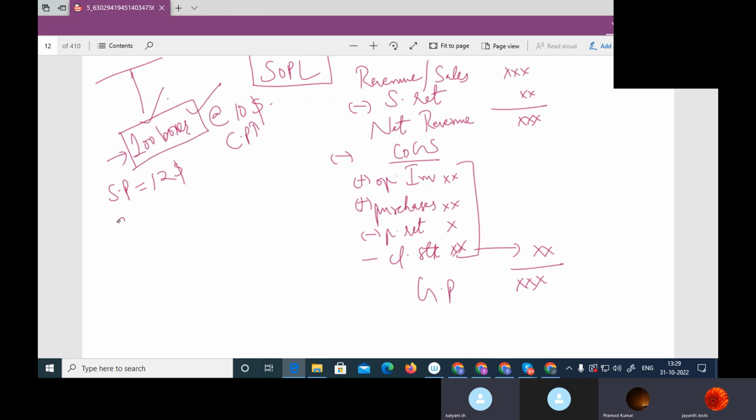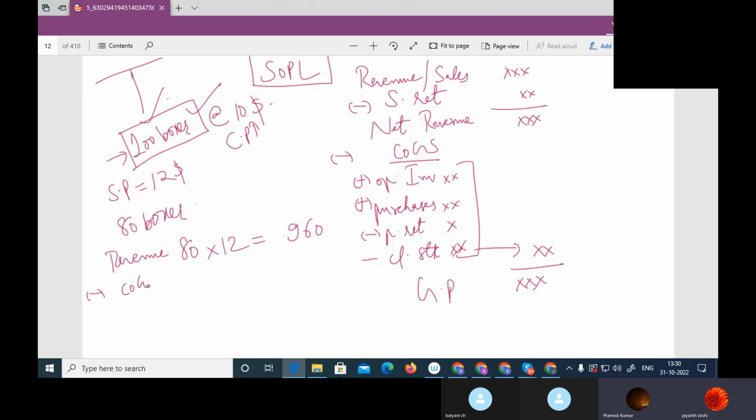No. Let's say 80 boxes have been sold. Now you would like to know your profit for 80 boxes, not for 100 boxes, because you are generating revenue for 80 boxes and you need to compare your cost for those 80 boxes. Correct or wrong, as per the matching principle or matching concept? Yes, sir. So you generate revenue for 80 boxes. 80 into 12 gives you 960.